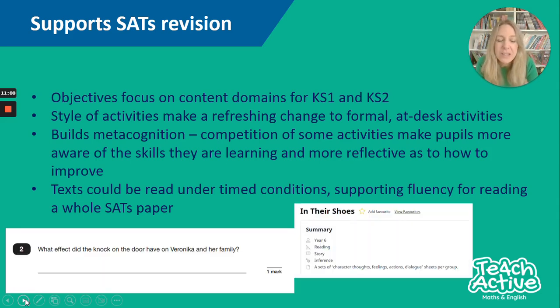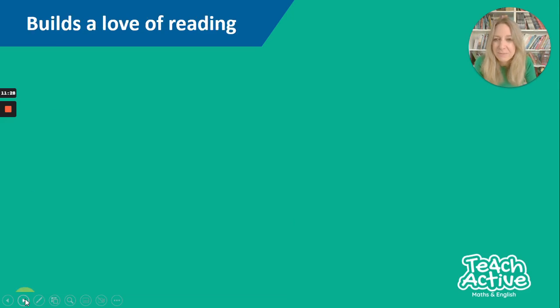And then just showing you these two. In Your Shoes is a Year 6 activity. It's linked to a story and linked to inference, in particular characters' thoughts, feelings, actions and dialogue. So it's an example of a SATs question about what effect the knock on the door had on Veronica and her family. This activity is really going to help support children with that type of question. The two can go hand in hand.